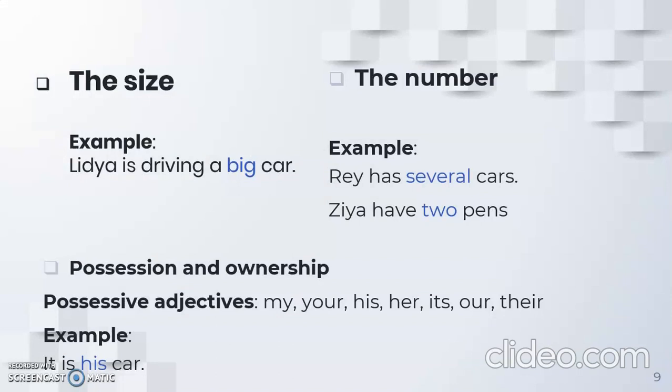Perhaps the number. Ray has several cars, or Zia has 2 pens. And the last is possession or ownership. For this type, we use possessive adjectives: my, your, his, her, its, our, their. Example: it is his car, or this is my book.